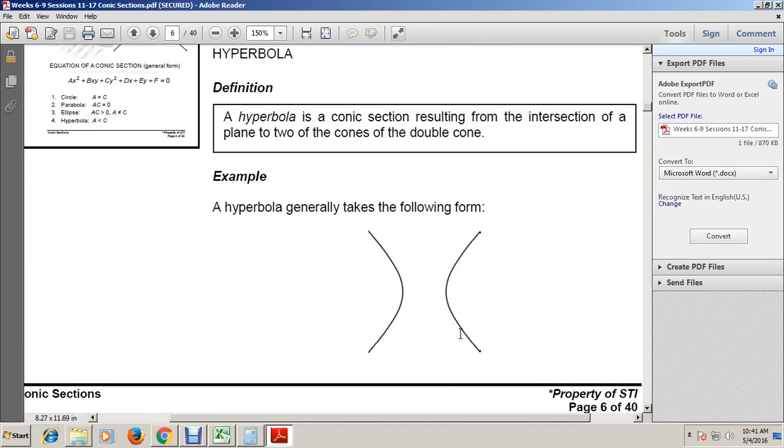Now, lastly is the hyperbola. The hyperbola is a conic section resulting from the intersection of a plane with two of the cones of the double cone. A hyperbola generally takes the form of this shape. It could be sideways, it could be upways, depending on whether the conic section is right side up or on its side.